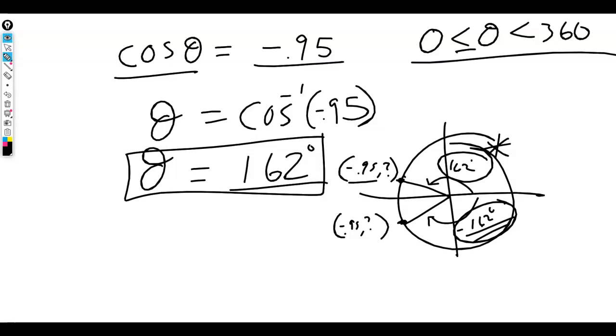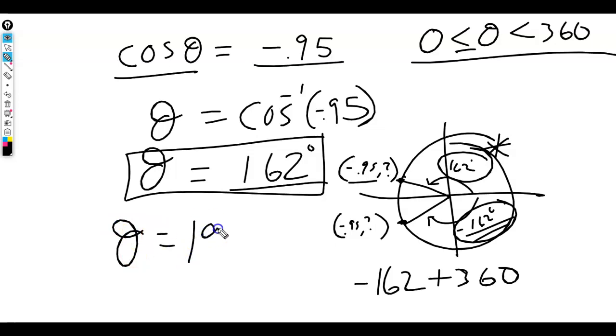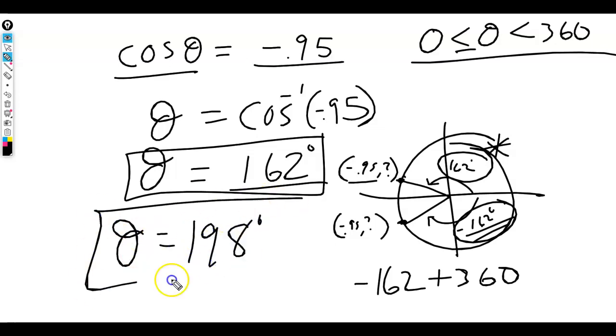The way that you're going to do it is you're going to take that answer and find the positive coterminal angle for that angle by just adding 360 to it. So let me do that. Calculator, I'm getting 198 degrees, and so my other answer will be 198 degrees.